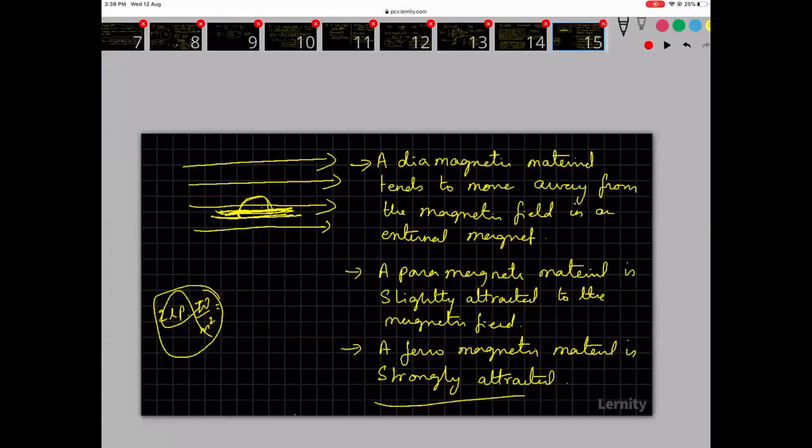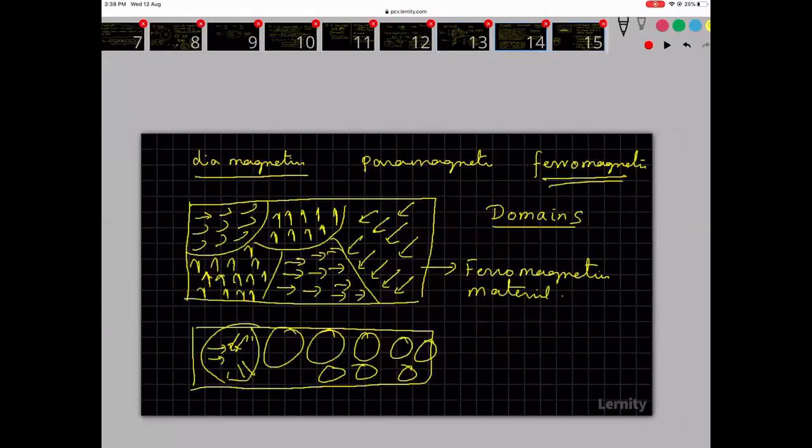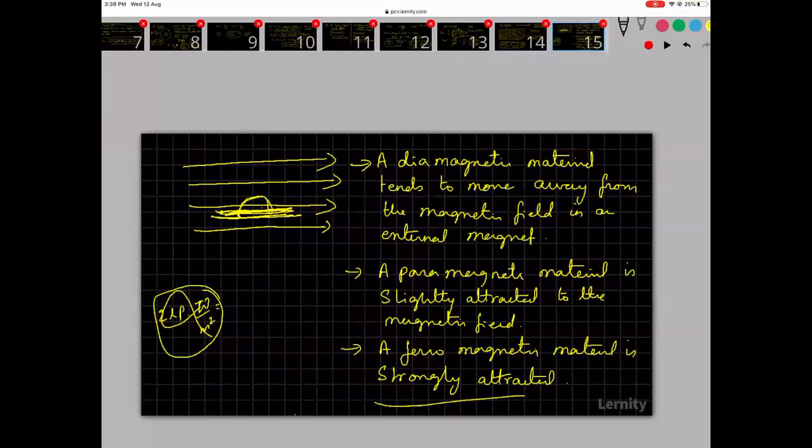Then I explained to you about domains. What is a ferromagnetic material? In ferromagnetic material, you have too much of paramagnetism. Paramagnetism is when the individual electrons align so as to add up the magnetic fields. So there are regions where all the magnetic moments are aligned so that there is a strong magnetic field. Overall it will be zero, but there are small zones where there is a magnetic field. Now what happens when you place this kind of material in a magnetic field? This is what is going to happen.